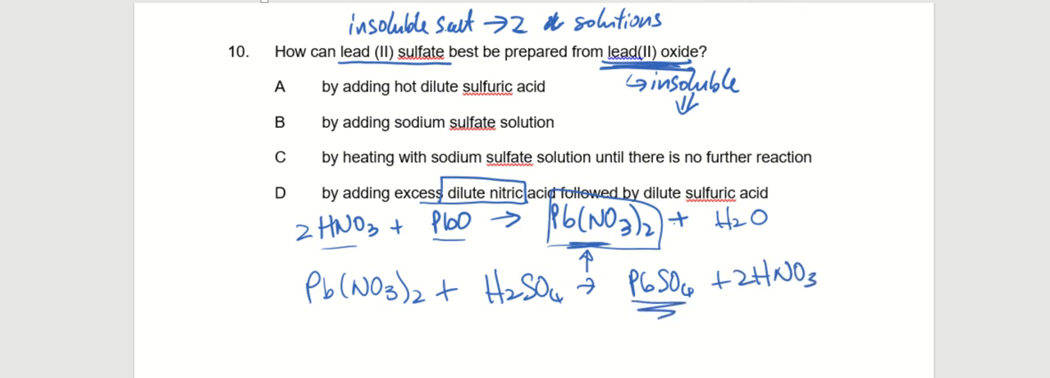How do we produce lead 2 sulfate from lead 2 oxide? We react the lead 2 oxide with nitric acid, which gives us lead nitrate. We take the lead nitrate and react it with sulfuric acid to form lead 2 sulfate, the insoluble salt. The answer is therefore D.